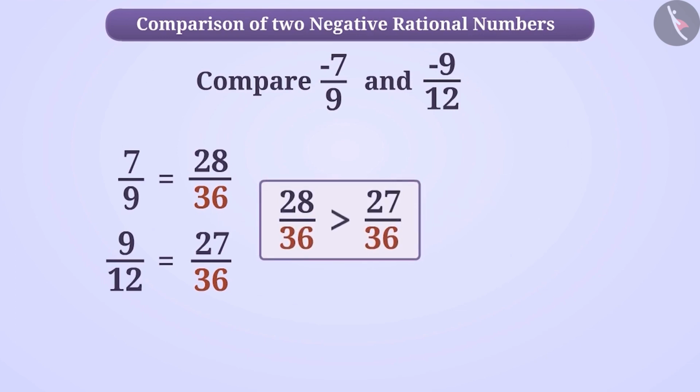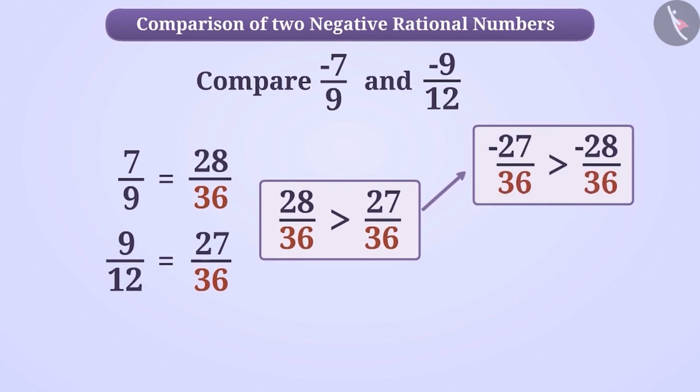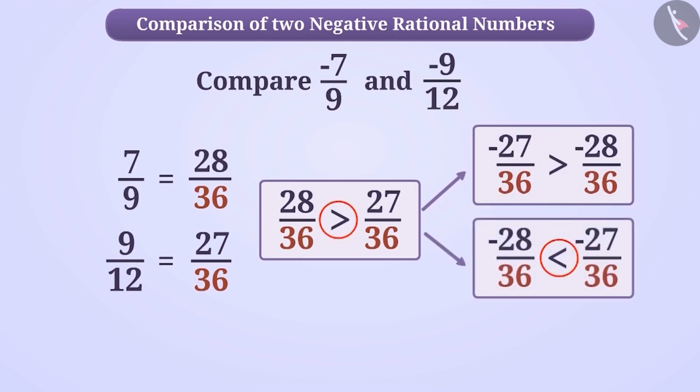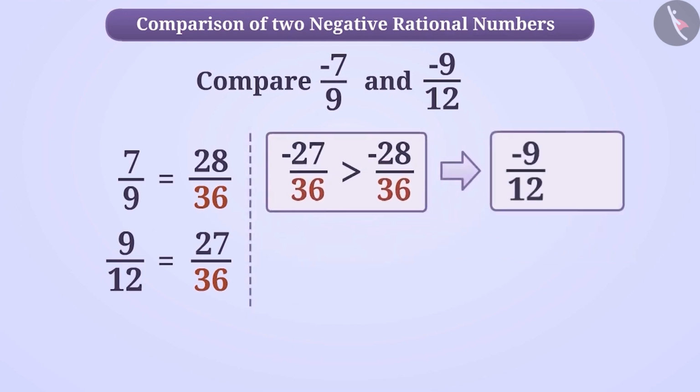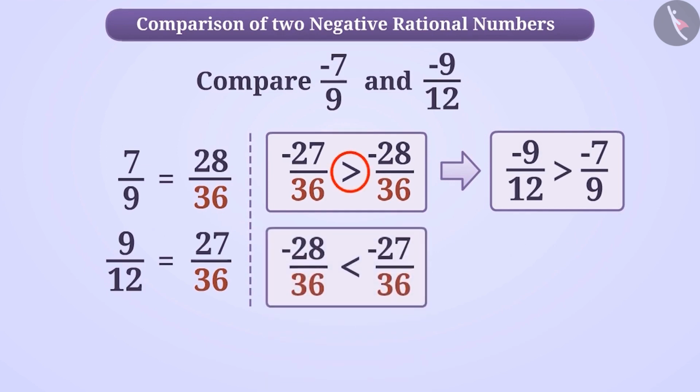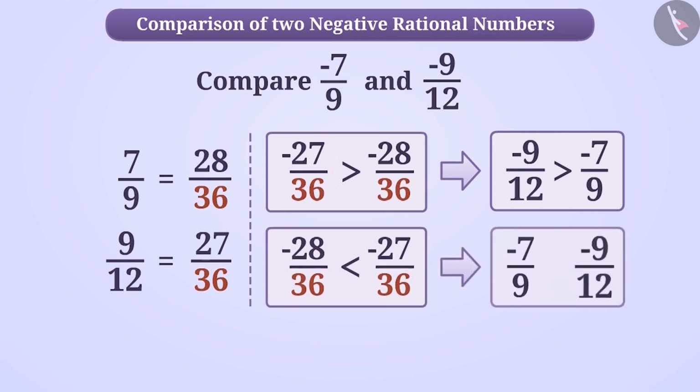If we write negative signs with both, then we will need to either interchange their order or use the sign that is opposite of the comparison sign. By changing the order, we will get minus 27 by 36 is a greater rational number than minus 28 by 36. That means minus 9 by 12 is a greater rational number than minus 7 by 9. Or, if we use the sign that is the opposite of the comparison sign, then we can say that minus 28 by 36 is a smaller rational number than minus 27 by 36. That means minus 7 by 9 is smaller than minus 9 by 12.